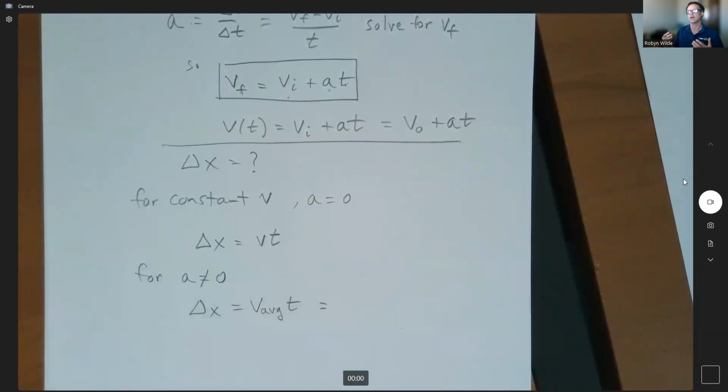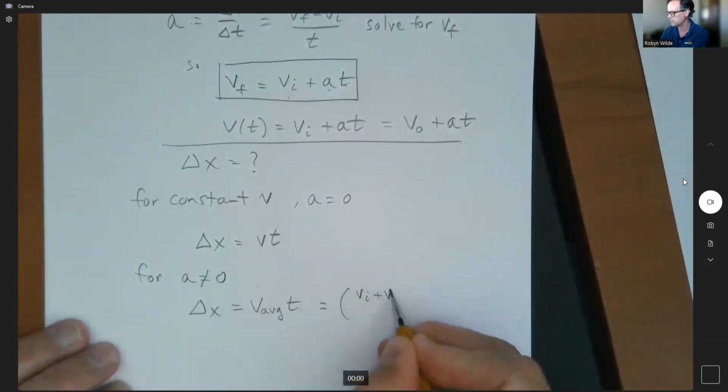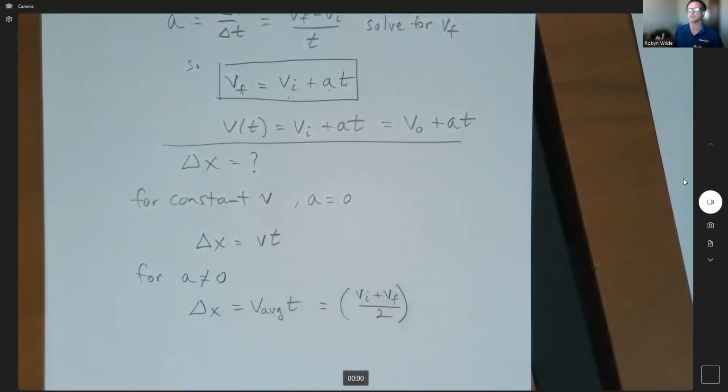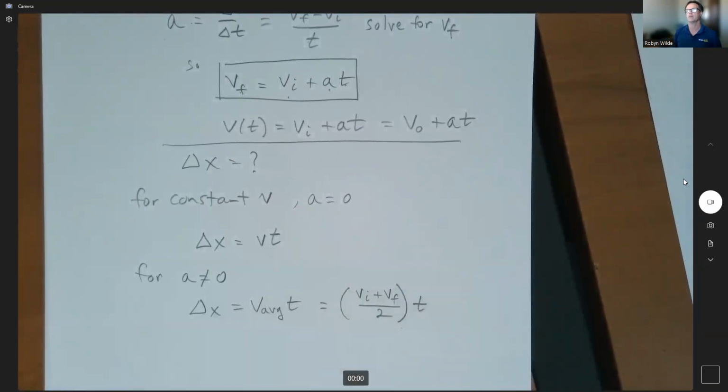And by average velocity, I just mean I'm going to take v initial plus v final and divide by 2. It's kind of like averaging 2 exam scores, right? I add them together and divide by the number of the scores. The reason this does not work is if the acceleration is not constant. If the acceleration is constant though, and it's not equal to 0, I can use this.